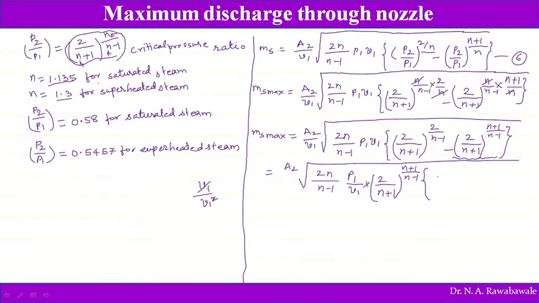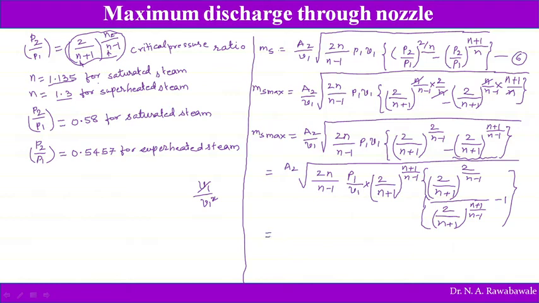Here it remains as (2/(n+1))^(2/(n-1)), and when we take it as a common factor, we have to divide this term by the second term, that is (2/(n+1))^((n+1)/(n-1)). It comes into the denominator. So we write this in the denominator, (2/(n+1))^((n+1)/(n-1)) minus 1, close this bracket.